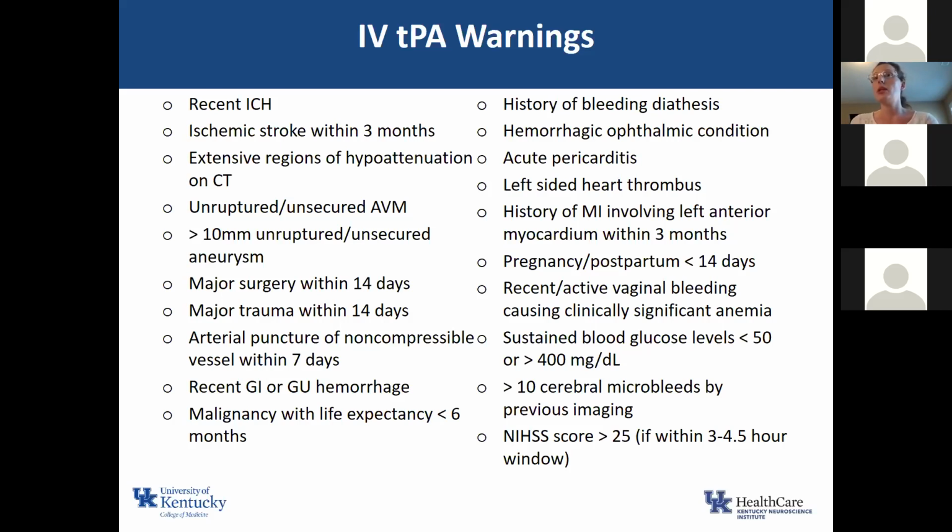And then anybody with an NIH stroke scale score of greater than 35, if they're within that 3 to 4.5 hour window, they're already 3 hours out, a very large stroke is going to be suspected with an NIH that high. So obviously the larger the stroke, that tells us it's probably going to be more cortical. And if it's already 3 hours out, they're going to be high risk of bleeding.